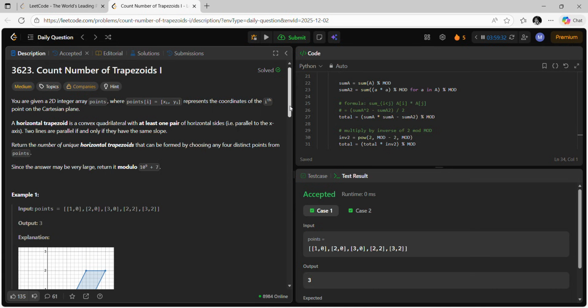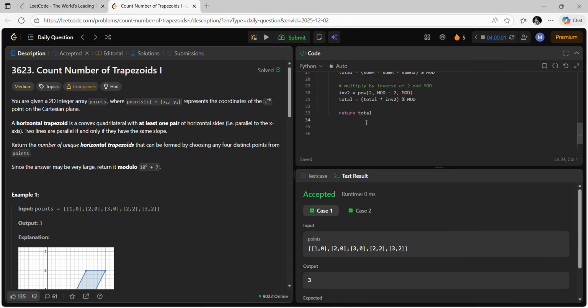In lines 28 to 30, we divide by 2 in modular arithmetic. inv2 is equal to pow(2, mod minus 2, mod), and total is equal to total times inv2 mod mod. Because dividing by 2 in modular arithmetic means multiplying by the modular inverse of 2. So the final line becomes return total. We return the final answer, that is the total number of horizontal trapezoids.